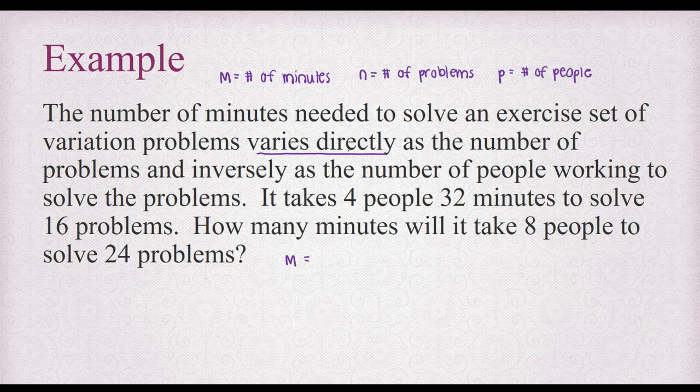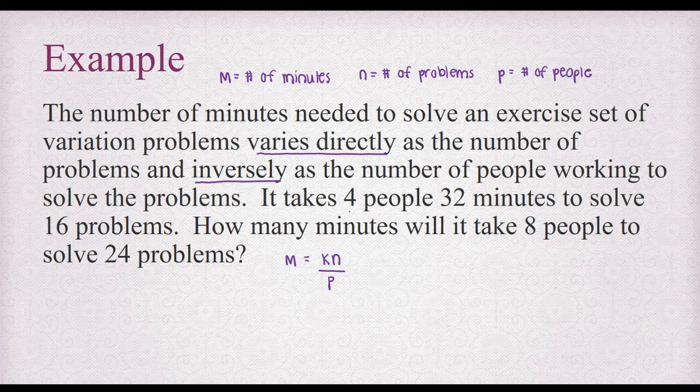So that means if it varies directly, it's being multiplied. So notice how it says the number of problems. We want n to represent the number of problems, so that means that our constant of variation is going to be multiplied by n. But then it says that we're dealing with the inverse, inversely as the number of people working to solve the problem. Inverse means that we're dividing. p represented the number of people. So this is my basic setup. So now we need to solve for k.